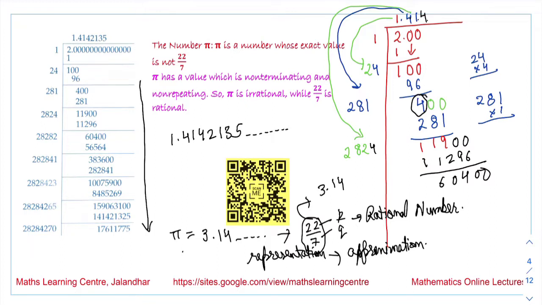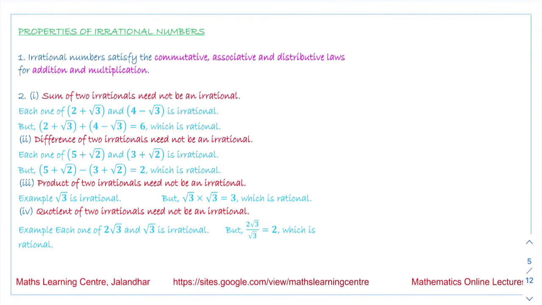Now next we have certain properties of irrational numbers. So we are saying that irrational numbers satisfy the commutative, associative and distributive law for addition and multiplication, just like the other numbers. Rational numbers also satisfy this. Commutative law means that if we take two numbers and we are talking about addition, then a plus b will be equal to b plus a.